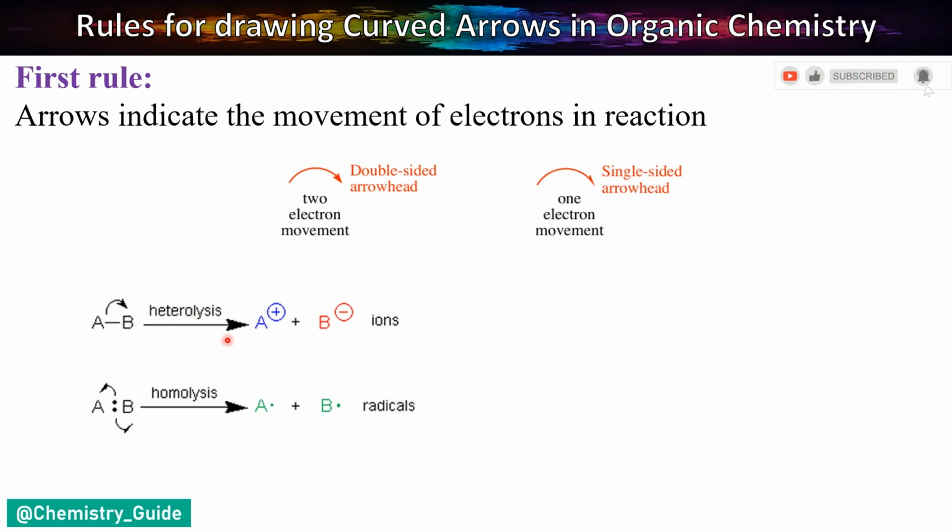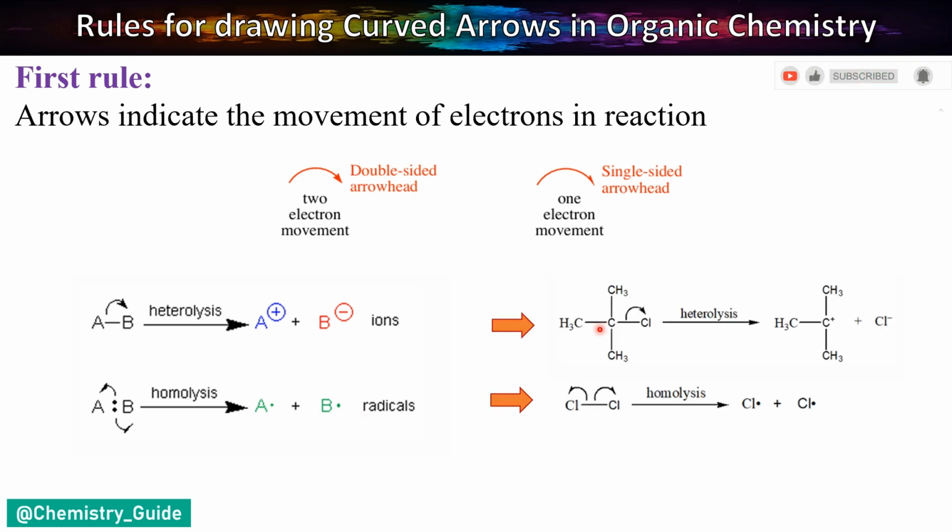So there are two types of bond cleavage. The first one is heterolysis and the second one is homolysis bond cleavage in organic chemistry. In heterolysis, there is an unsymmetrical breaking of a bond between A and B, which generates a cation and an anion. The anion possesses an electron pair, so it is denoted by a negative charge. In homolysis, there is a symmetrical cleavage of a bond generating two radicals.